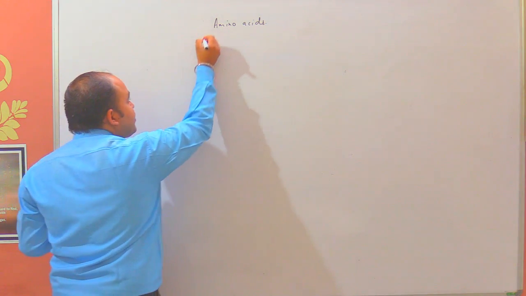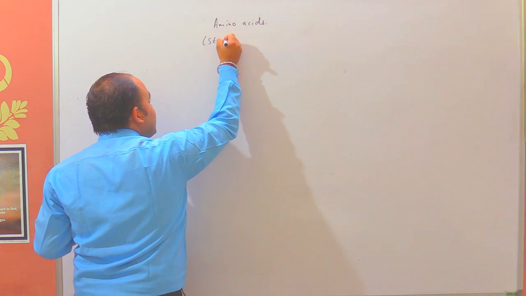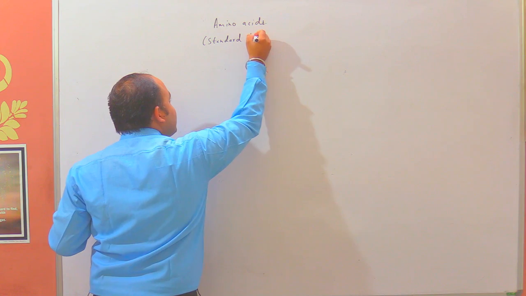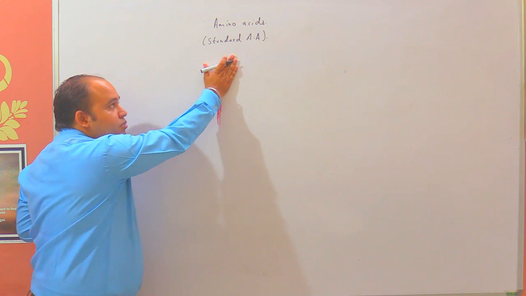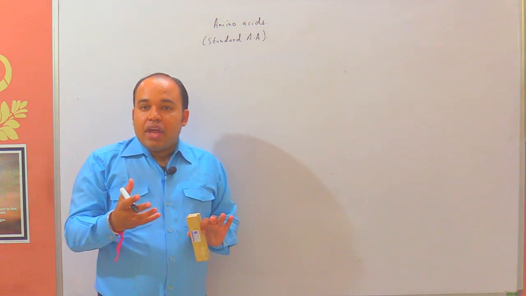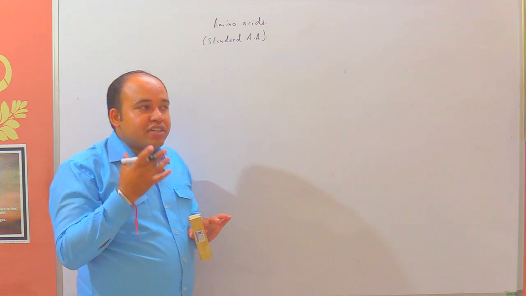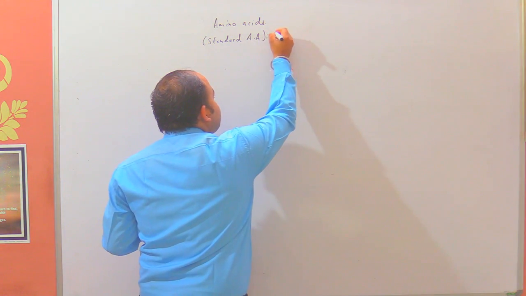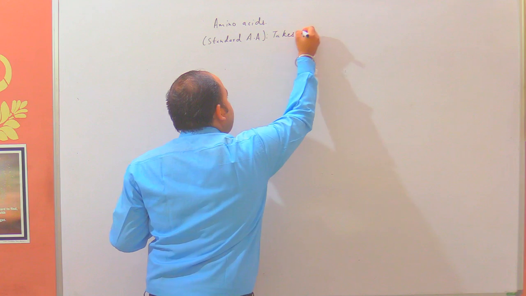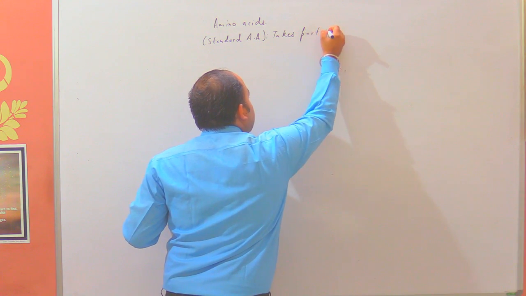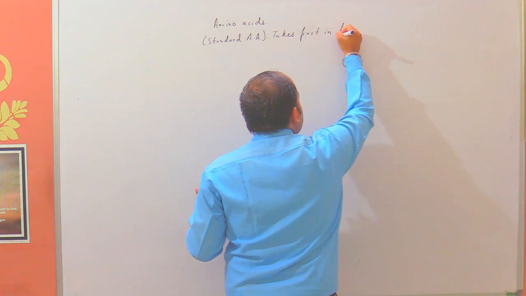That means here we are taking only the standard amino acids. Now what is a standard amino acid? Standard amino acids are those amino acids which are encoded by the genome and which take part in protein synthesis. These are the ones which take part in protein biosynthesis.